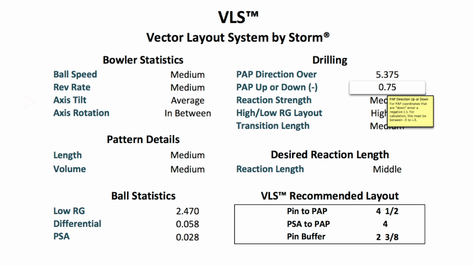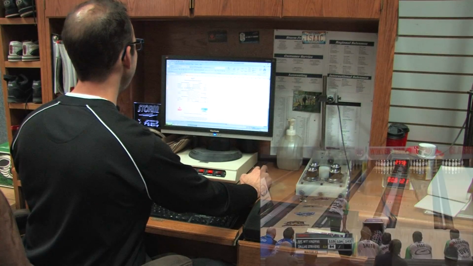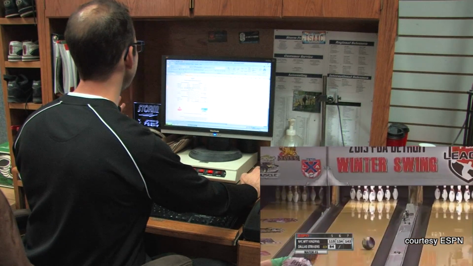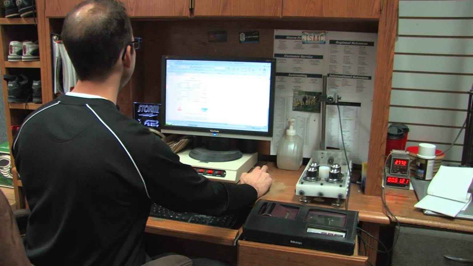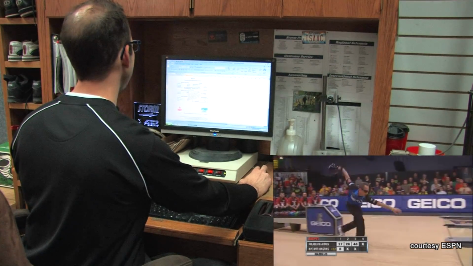Now axis rotation is in between, meaning that he's not up the back and he's not way off the side of the ball either. So up the back, our example would be Norm Duke when he's playing very straight. And then off the side would be Pete Weber, who gets a tremendous amount of side roll or axis rotation.